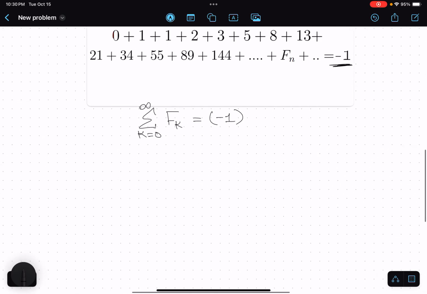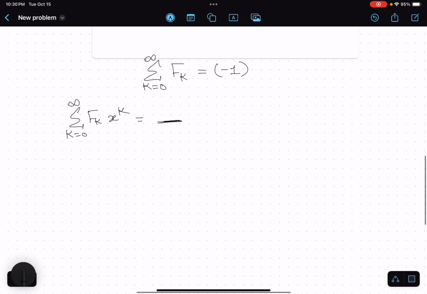Okay, so instead of just finding the sum of Fibonacci numbers, I will basically try to find the generating function for Fibonacci numbers. That means this power series: the sum from k equals 0 to infinity of f_k, the kth Fibonacci number, times x to the power k. I will first try to find this expression and then we will proceed forward. Okay, now how do I find this?